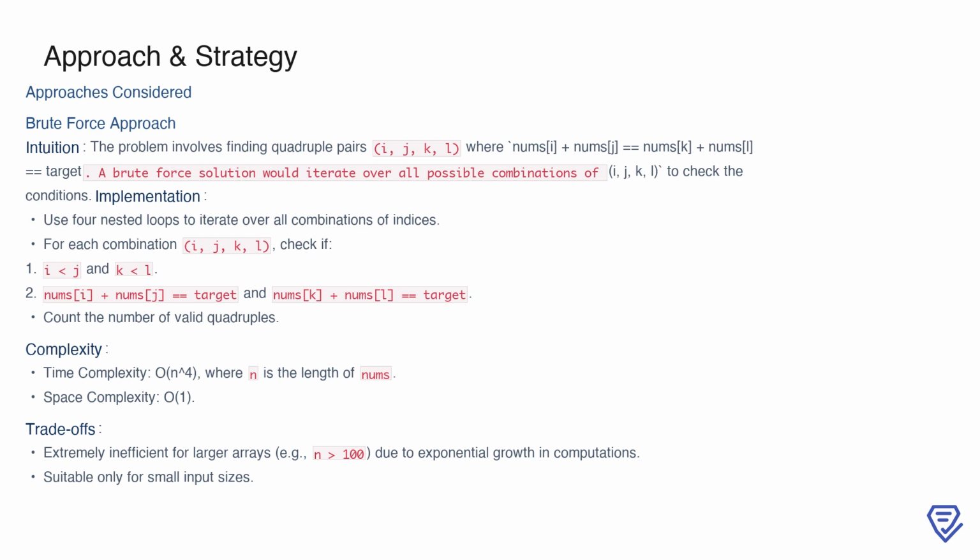that meet the criteria. While this approach is simple to understand and implement, it comes with a significant drawback. Its time complexity is n to the power of 4, which becomes computationally infeasible as the size of the input array increases. For larger arrays, say with more than 100 elements, the exponential growth in computations makes this approach unsuitable, even though it requires minimal memory with O(1) space complexity.